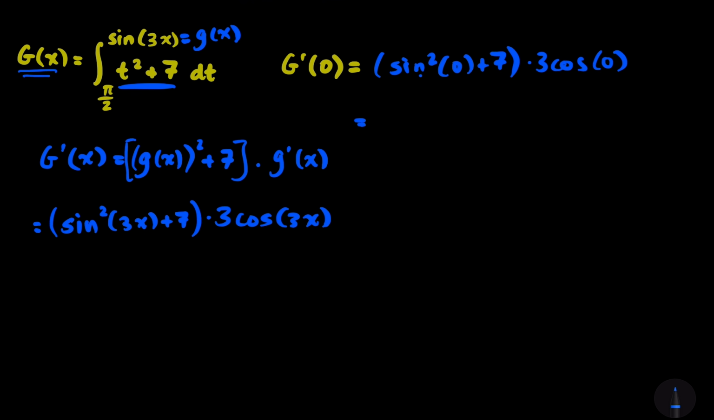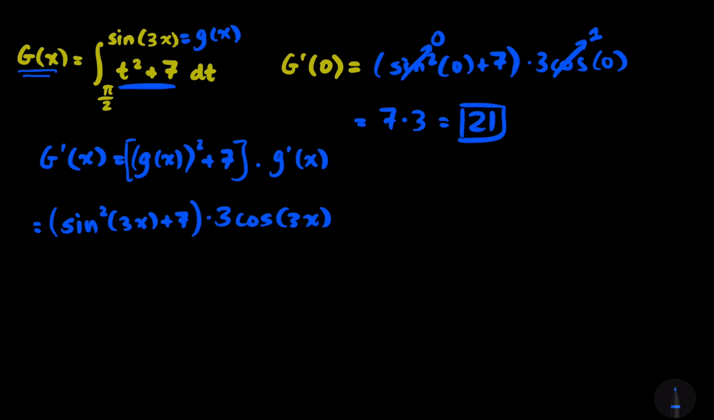And so we know that sine of 0 is 0, and so sine squared of 0 is also going to be 0. We know that cosine of 0 is 1, right? And so we just end up with 7 times 3 times 1, which is just going to be 21. And so that would be capital G prime of 0 right over there.